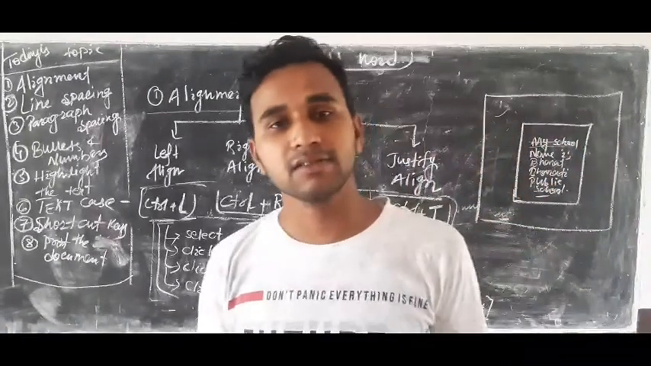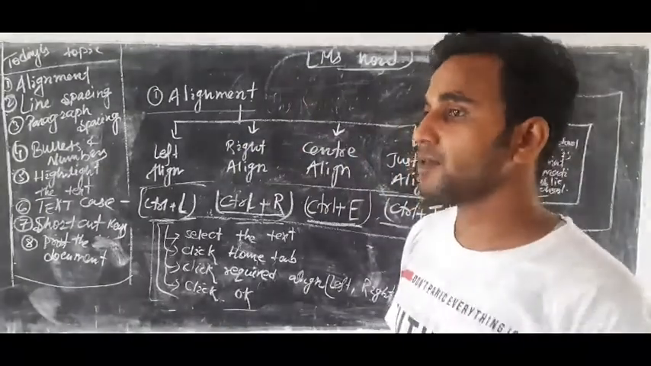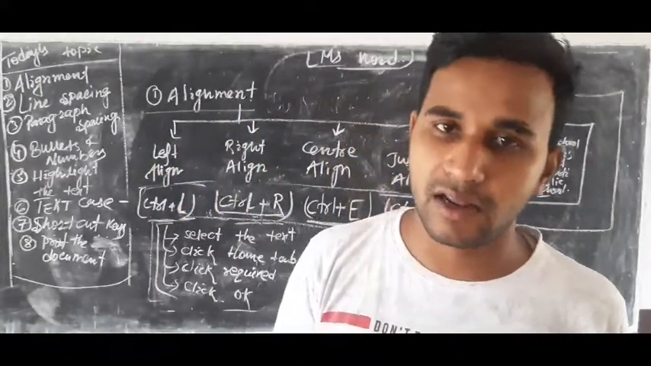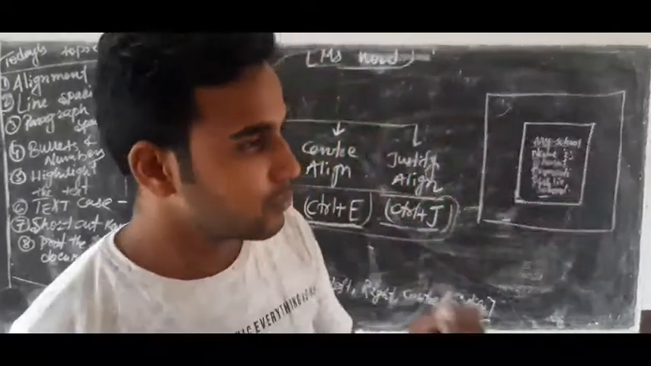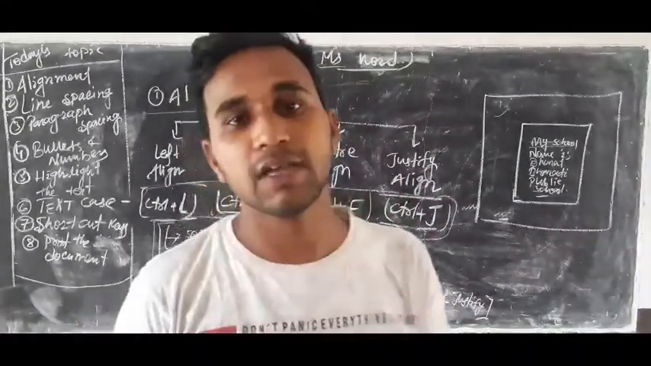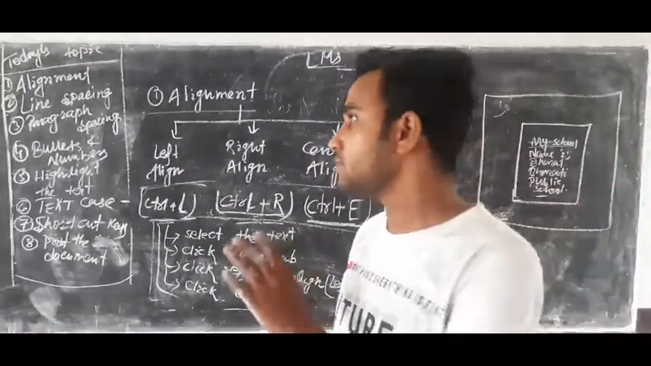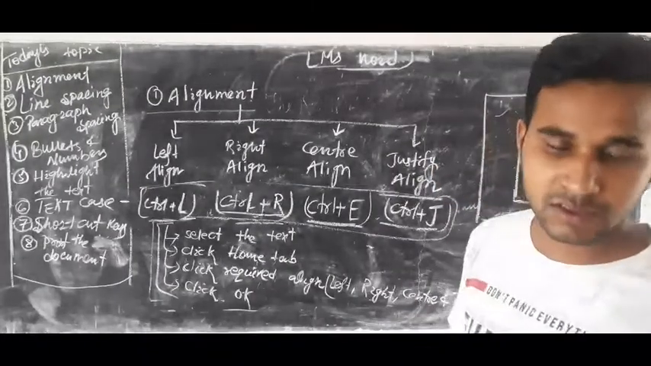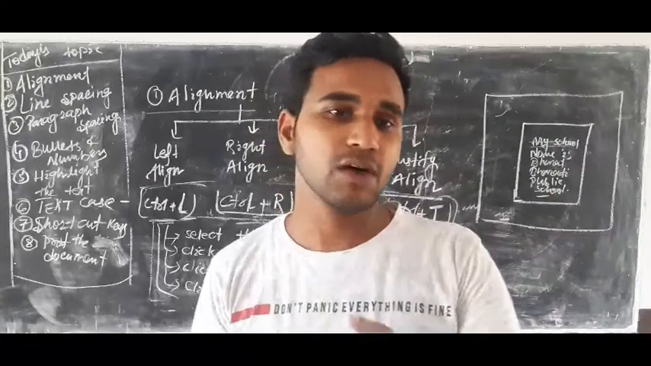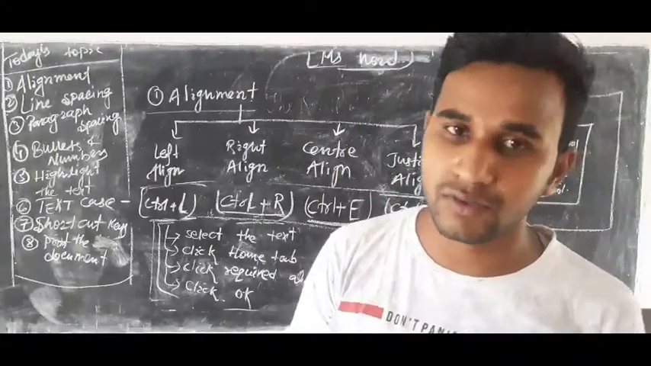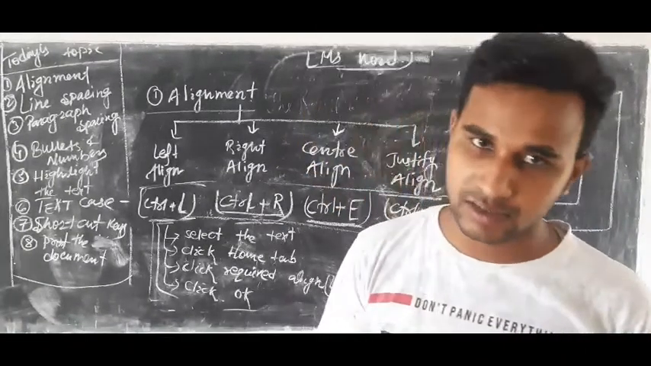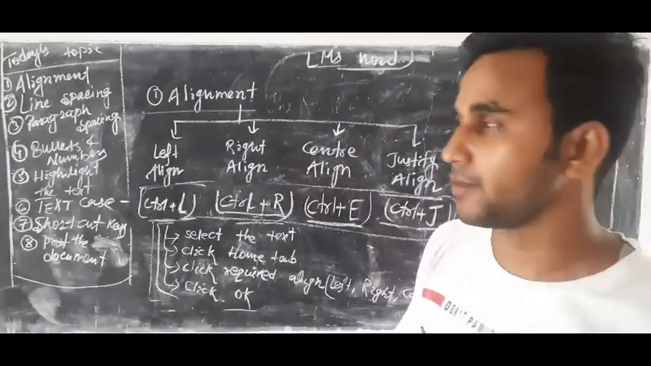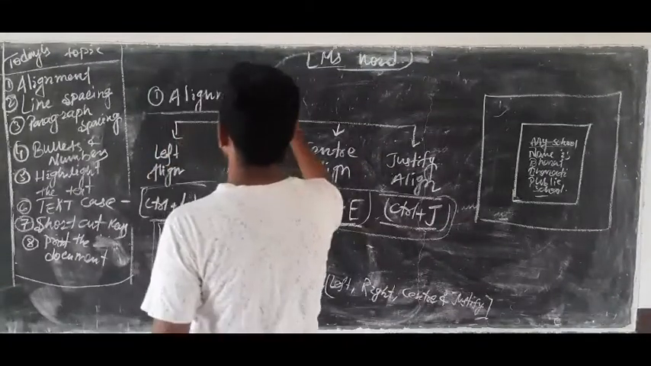And next, justify means as it was before, the default. So we can use justify alignment. The default alignment is left alignment. Meaning if you do not apply any alignment, the default setup is already left alignment. This is very, very important. If anybody asks what the default alignment of a Word document is, we directly say that left alignment is the default alignment. So this is the alignment.